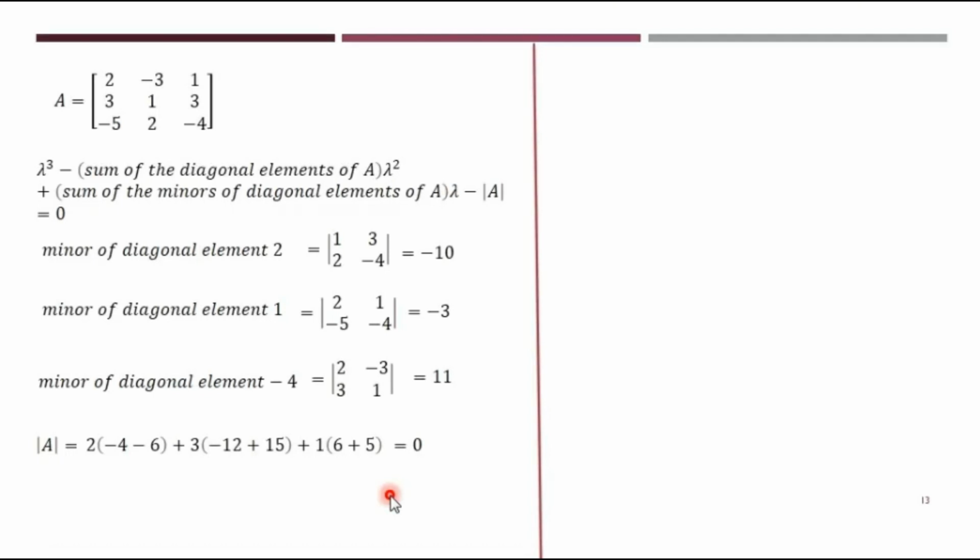Substitute everything. Sum of the diagonal elements. So 2 plus 1 minus 4. और फिर ये तीनों का sum. Minus 10, minus 3, plus 11. Determinant is 0. So what are the eigenvalues? Determinant is 0. Calculate the eigenvalues.